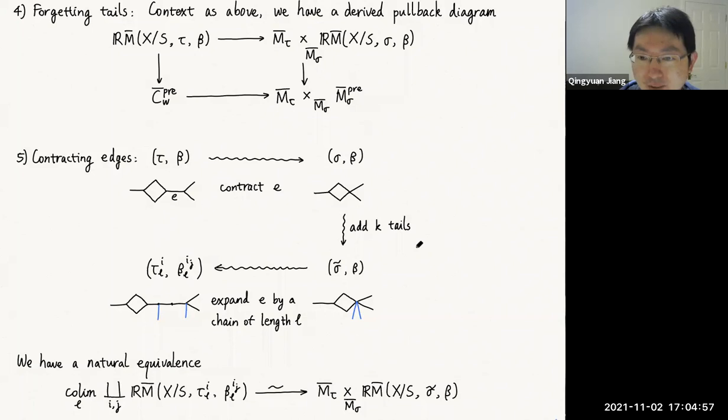So I just want to ask: is the role of the usual perfect obstruction theory replaced just by the ordinary cotangent complex, or is the role replaced by something else?